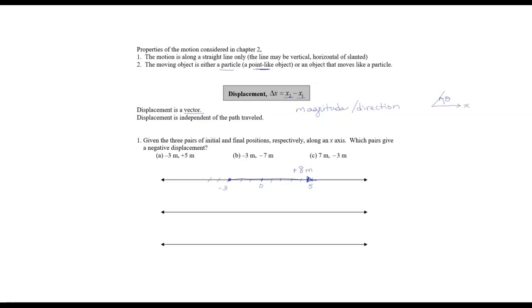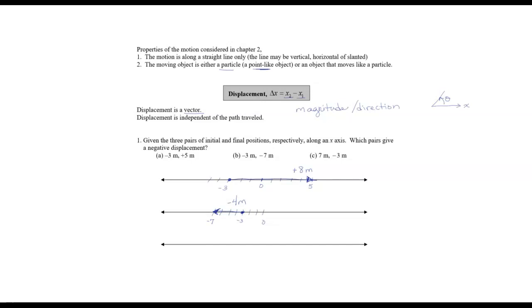If we look at our next one, we are going from -3. So here is 1, 2, 3, -3, so this is our starting point. And then we are going back to -7, so -7 is over here. So where we start to where we end. So that's giving me a -4 meter displacement.